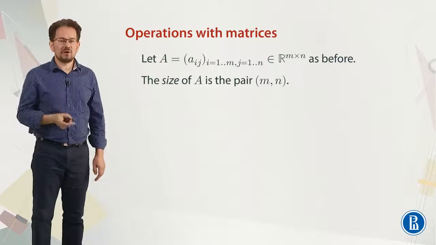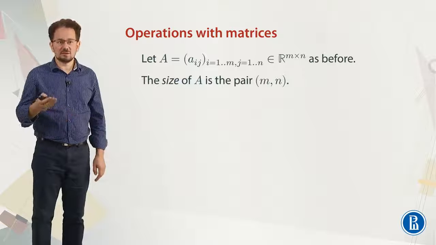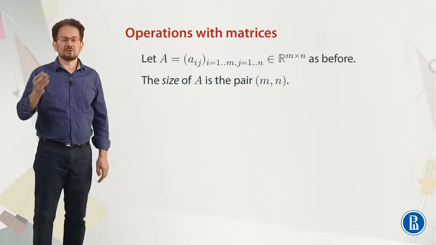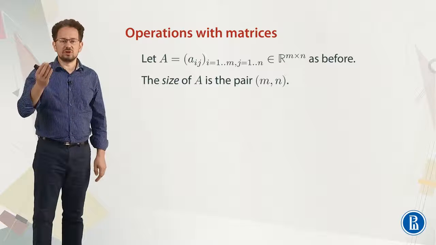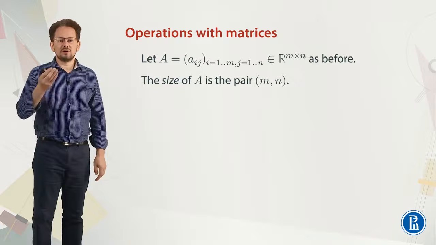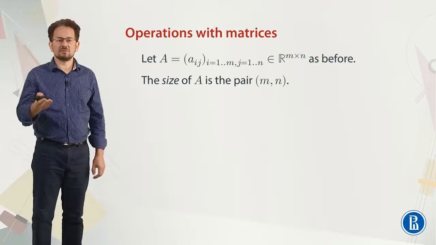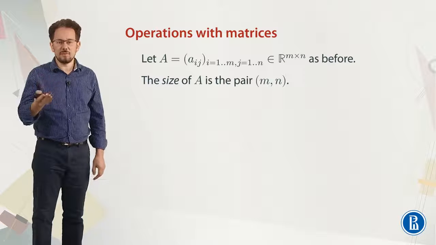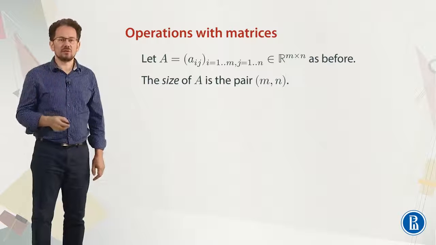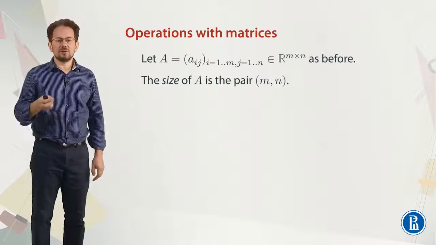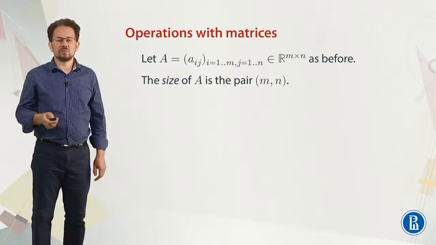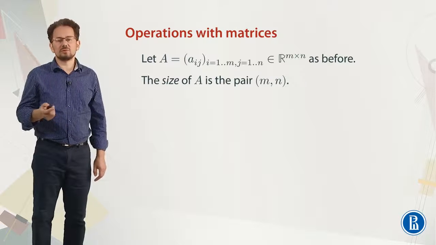The size is a kind of operation. To each matrix it associates the pair of its dimensions, so that the first number is the number of rows, m, and the second number is the number of columns, n. So the size is a pair, m, n. Sometimes we write m times n.